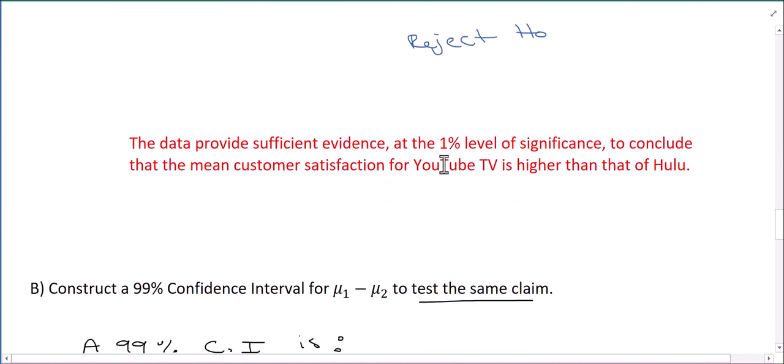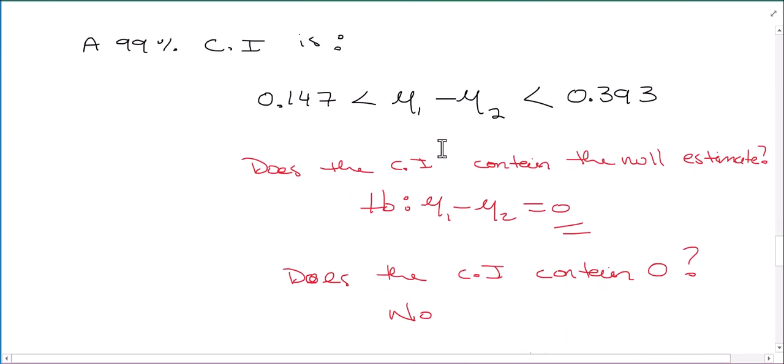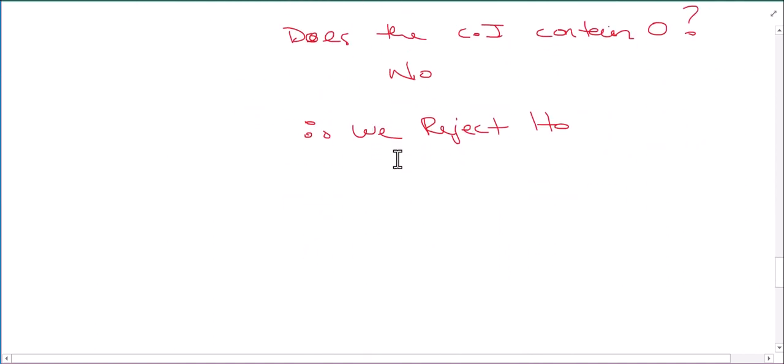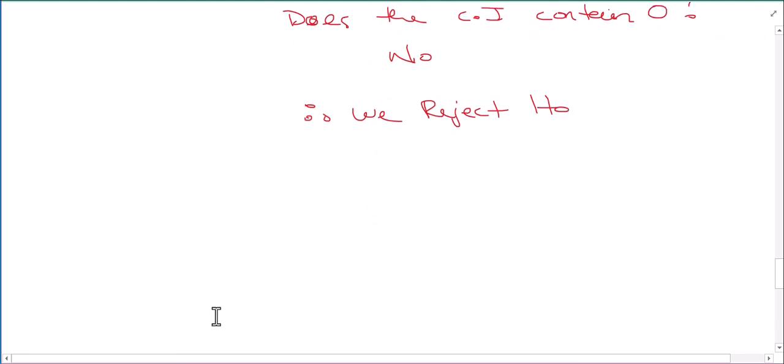And the confidence interval method is more about is your hypothesized parameter, in this case our hypothesized difference in the means, contained in your confidence interval? If it is, then that means you fail to reject the null. If it's not, like in this case, then we reject the null. And that means we accept the alternative.